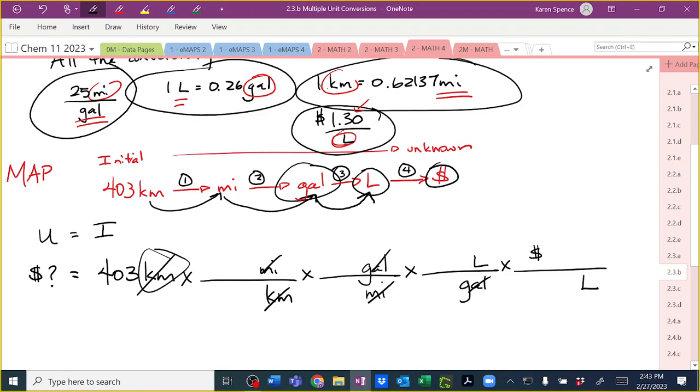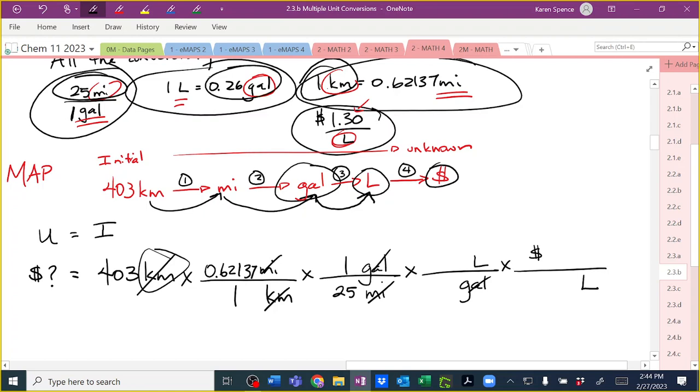If you want to, you can go through and put in all your units like this and go grab the numbers later. So for example, I have done this. Now I can go grab the fact that I have 1 kilometer is equal to 0.62137 miles. I can go find my 25 miles equals 1 gallon. And 0.26 gallons is 1 liter. And then I have $1.30 for 1 liter.